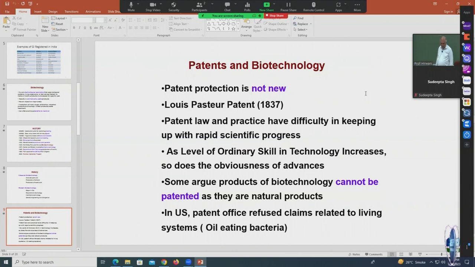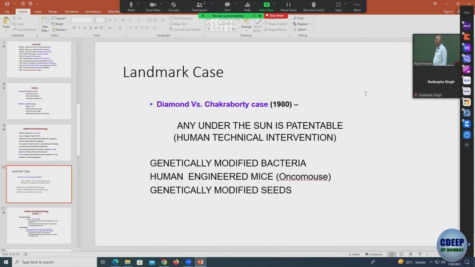And the US Supreme Court said, anything under the sun is patentable as long as it involves a human technical intervention. Anything under the sun can be patented. So, the genetically modified bacteria was a human intervention. So, the patent was allowed. And every time technology has moved and patents have been refused, people go right up to the US Supreme Court and the Supreme Court says, go back to the 1980 judgment. What did we say? Anything under the sun, technical intervention. So, under that human technical intervention, they are being allowed.